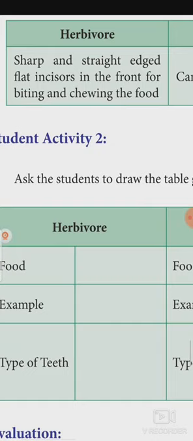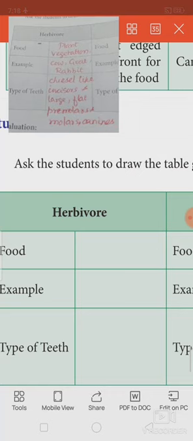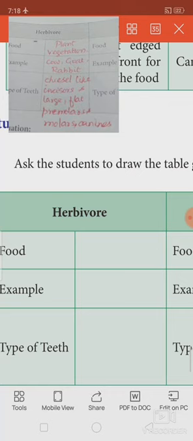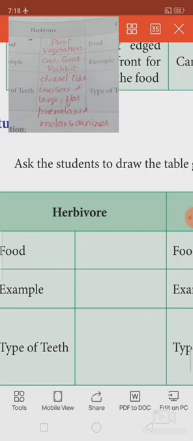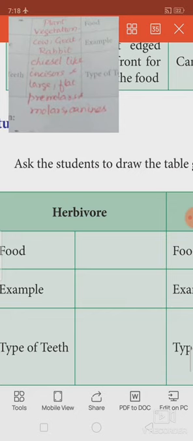Herbivorous: the food is plant vegetation. Examples are cow, goat, rabbit. Types of teeth are chisel-like incisors, large flat premolars and molars, and canines.